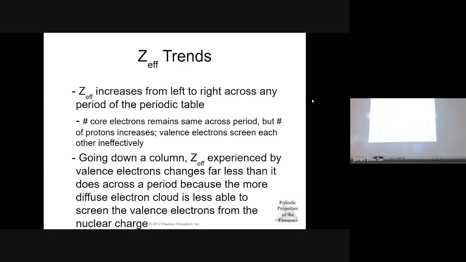So that's what effective nuclear charge is: really the overall pull that the nucleus, more specifically the protons, is going to have on those outer electrons. And that trend is going to impact another trend that we're going to talk about tomorrow. Again, that's going left to right.